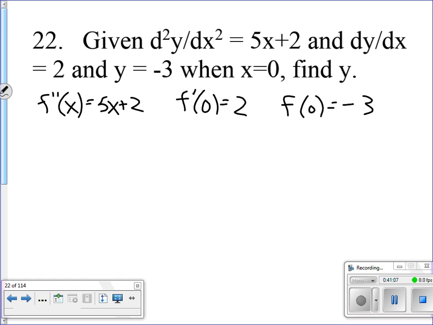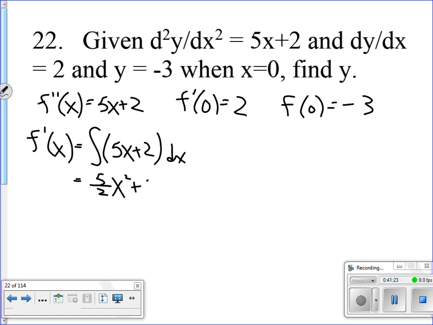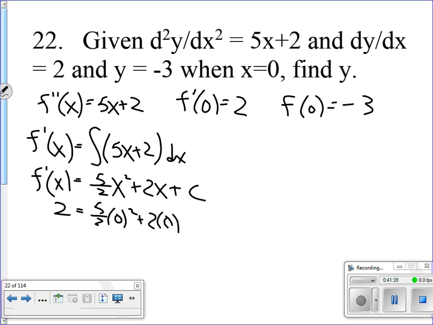Starting with the second derivative, we're going to take the antiderivative, which will give us the first derivative. So to get the first derivative, or dy dx, we take the antiderivative of the second derivative, which gives us 5 halves x squared plus 2x plus c. Now we plug in the point on the graph of the first derivative: when x is 0, the derivative is 2. So 2 equals 5 halves 0 squared plus 2 times 0 plus c. That means that for this first derivative, c equals 2.